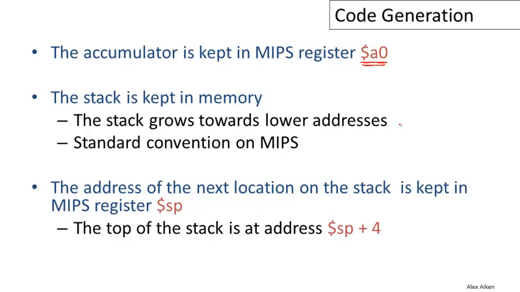The address of the next location on the stack is going to be kept in the MIPS register SP. And this register actually has a mnemonic name that stands for stack pointer. So normally on the MIPS machine, compilers use SP to point to their stack. And the top of the stack will always be at the address SP plus 4. So remember, the stack is growing towards low addresses, and the address in the stack pointer is the next unallocated location on the stack. So the stack pointer actually points to unused memory, and the top of the stack, therefore, is at the next higher word address, which would be SP plus 4.